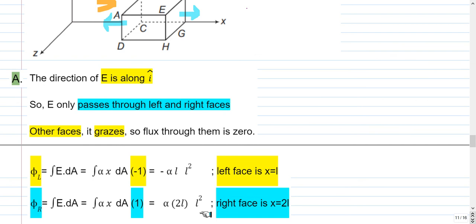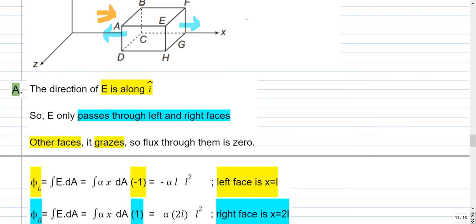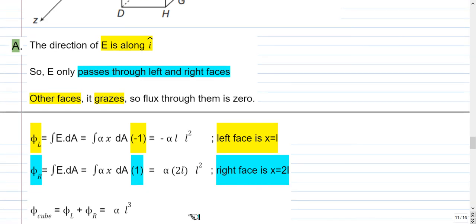Similarly for the right face, integral E dot dA, the angle between the electric field and the area vector is 0 degrees, so cos 0 is 1, and the value of x is 2L, so the flux is alpha into 2L into L square. To get the total flux coming out of the cube, we have to add the flux through the 6 faces. The flux coming out of the 4 faces is 0. The flux is there only on the left face and right face, so if you add these two fluxes, we get the total flux, which is alpha L cube. So this is the total flux that is coming out of the cube.